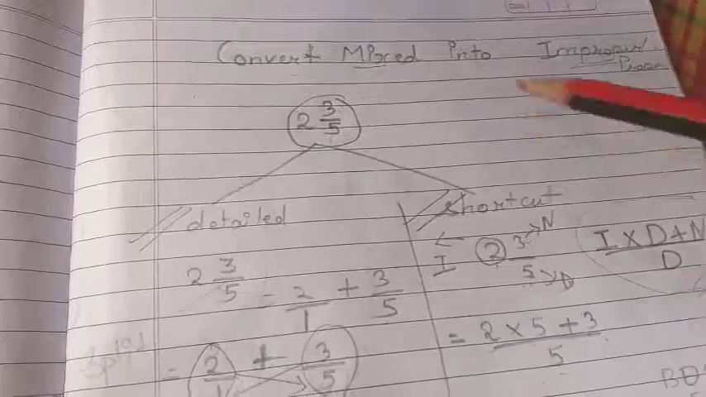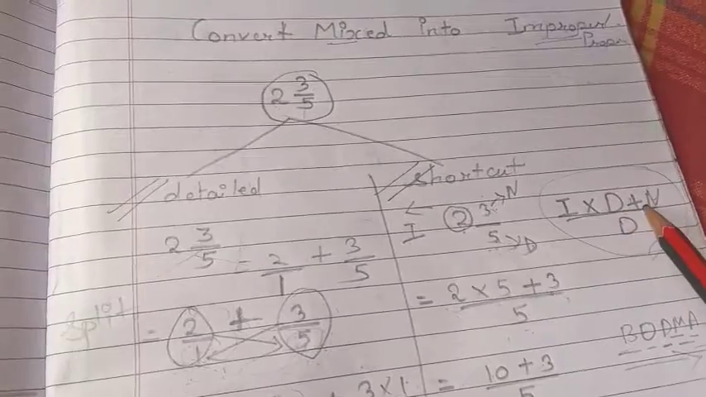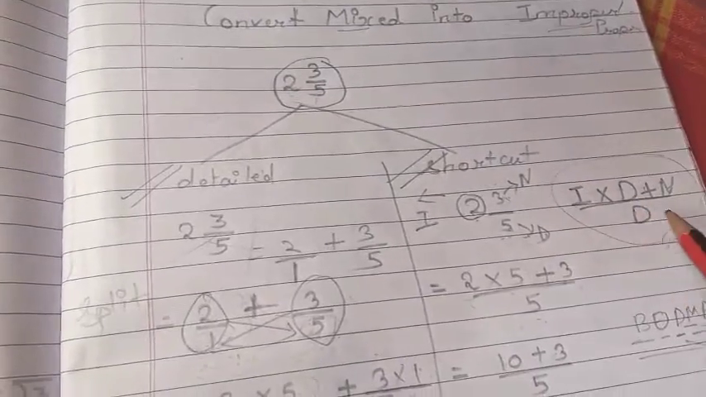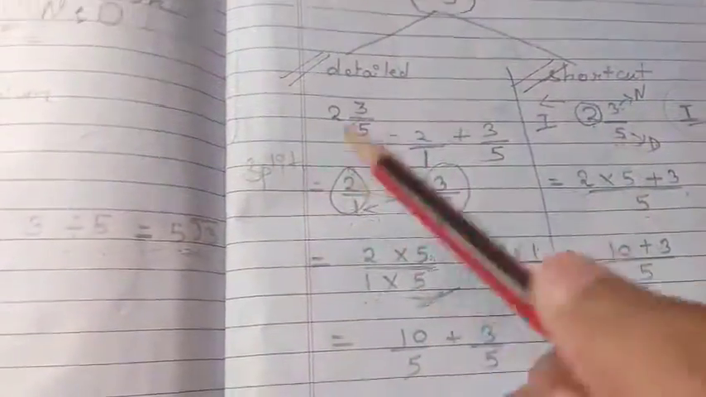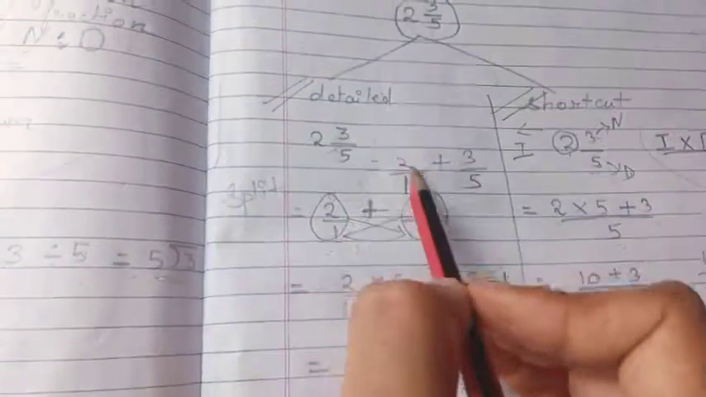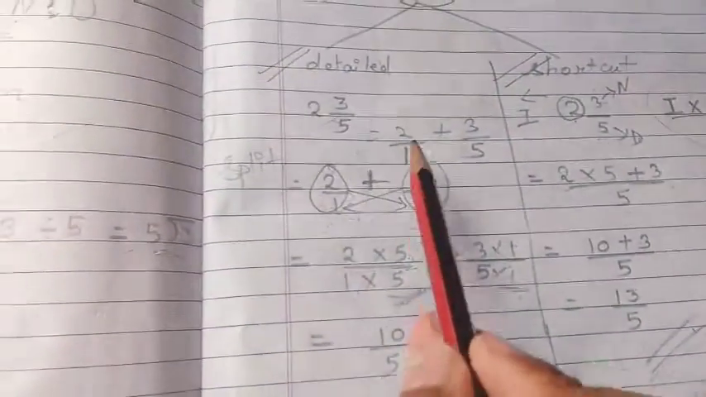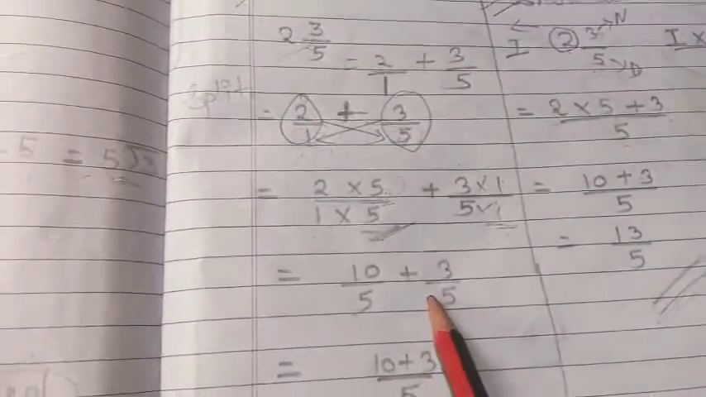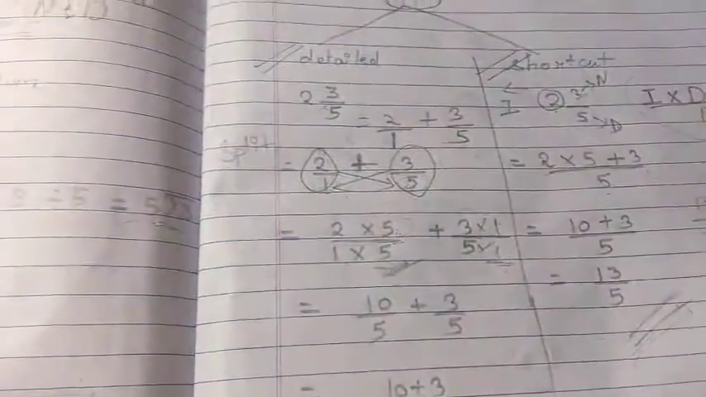Now how will you convert mixed to improper? There is a shortcut method which we did, a formula: (I into d plus n) upon d, that is integer into denominator plus numerator, upon d. Very easy to convert. This is the shortcut method, an acceptable method as well. But another detailed method which some schools want is: first, split the 2 separately, split the 3 by 5 separately, put the plus sign in between. There is nothing below the 2, which means 1. Now solve it, as you solve plus and minus, cross multiply and you get the same answer. Okay, this is the detailed method, and that is the shortcut method.